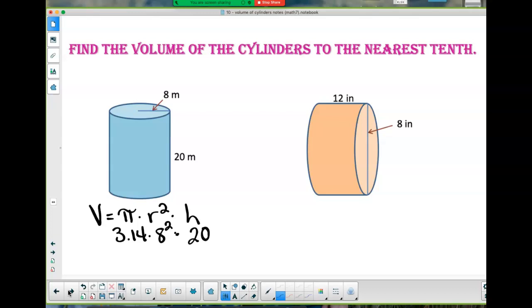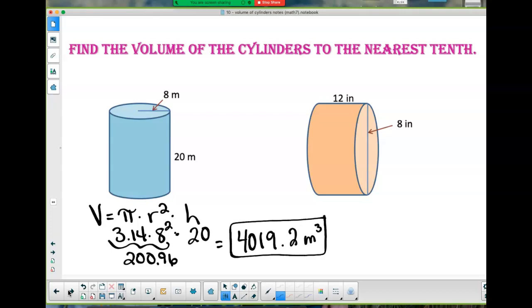We have to follow order of operations. We do the 8 squared first. 8 squared means 8 times 8. So 8 times 8 is 64 times 3.14. This part right here, the circle, is 200.96. And then times the height, 20. I got 4,019.2 meters cubed. There's the volume of that cylinder.